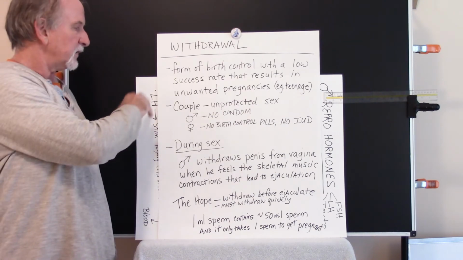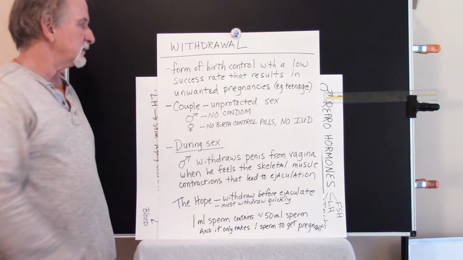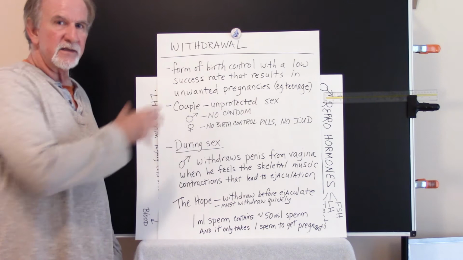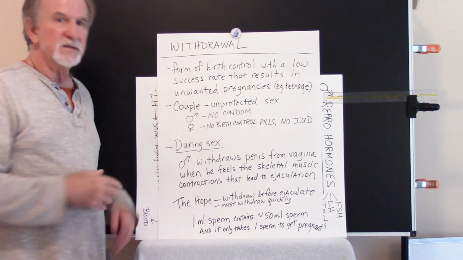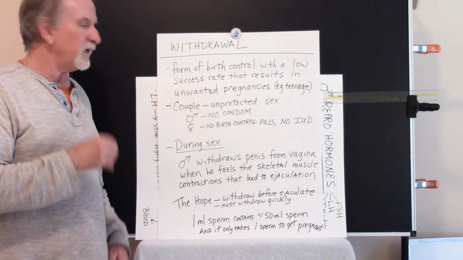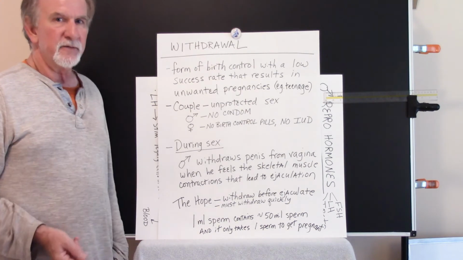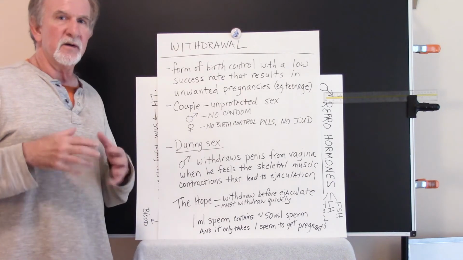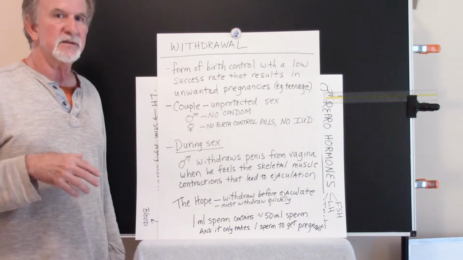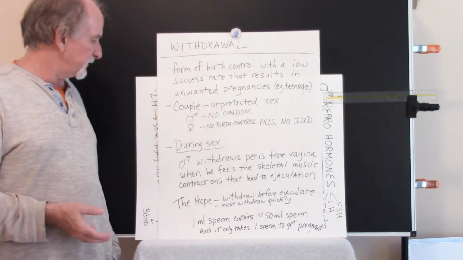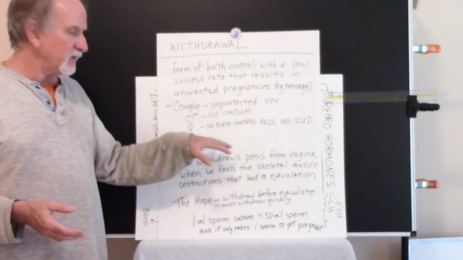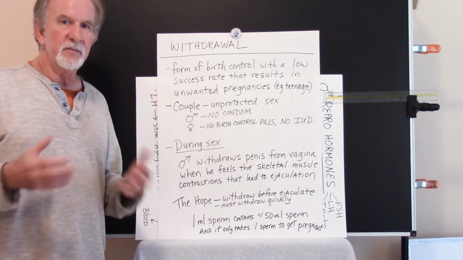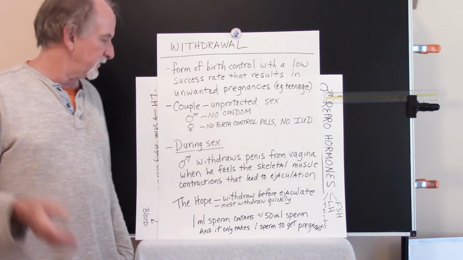So, we're assuming that we have a couple having what's called unprotected sex. That means the guy is not wearing a condom, and the female is not taking birth control pills or using an intrauterine device or IUD. Neither one is using any kind of protection against an unwanted pregnancy. So what happens with withdrawal is that during sex, semen forms in the urethra during emission. The guy's not aware that that's occurring.